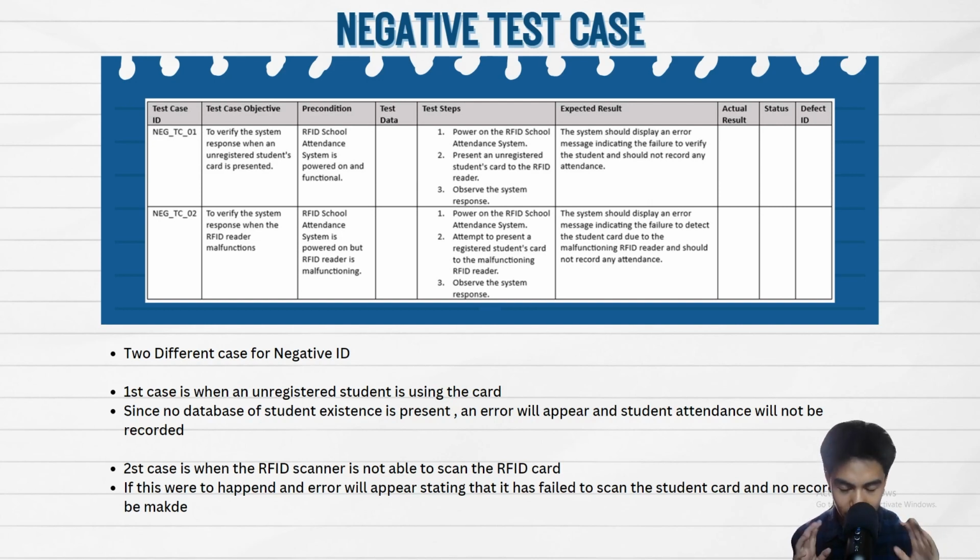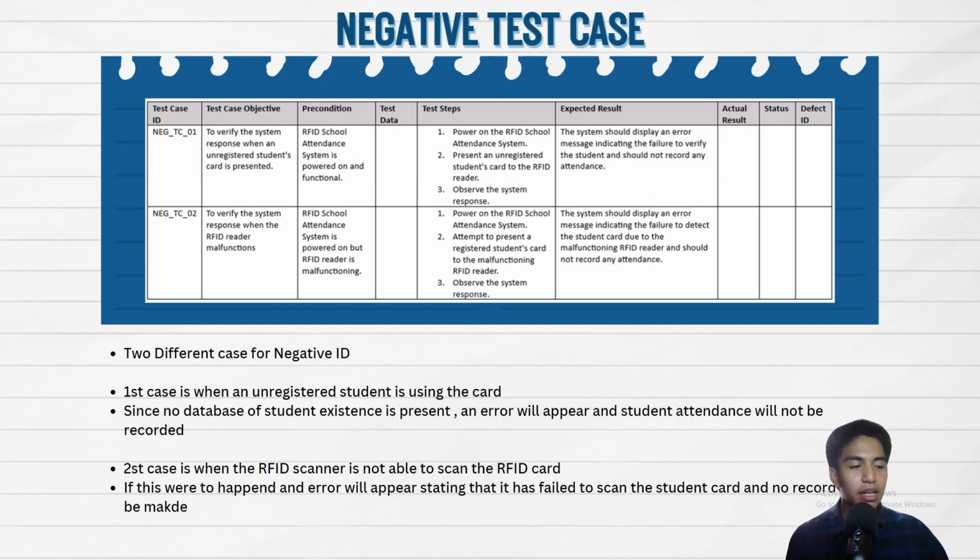For the negative test case, there are two different cases. The first one is if the student enters an unregistered RFID card. Since the RFID card is not registered, there is no data available in the database, so an error will appear and the student attendance will not be recorded. That is if the student uses an unregistered RFID card.